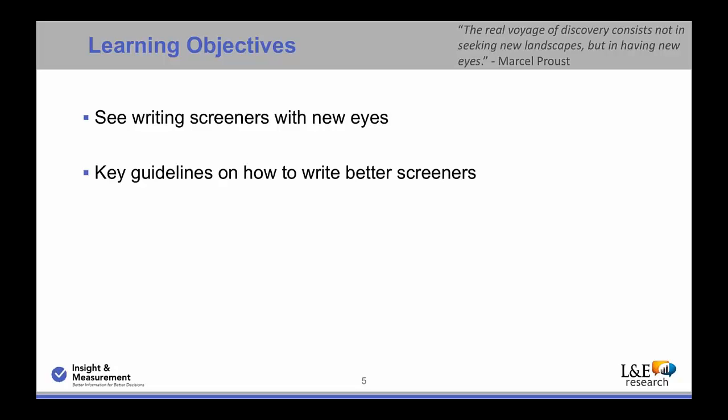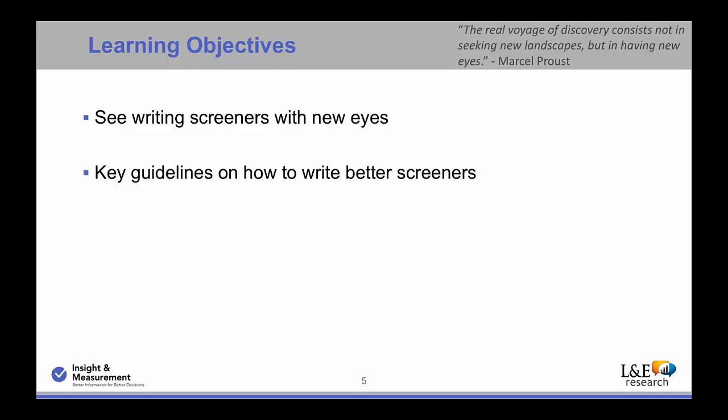Okay, what are our learning objectives? I'm going to try and get everybody out right by 2 because I know a lot of people have meetings. One, I want you to see writing screeners with new eyes. Just have a new perspective on really the art and the science of it and how important it is. There's a lot more to it than meets the eye.